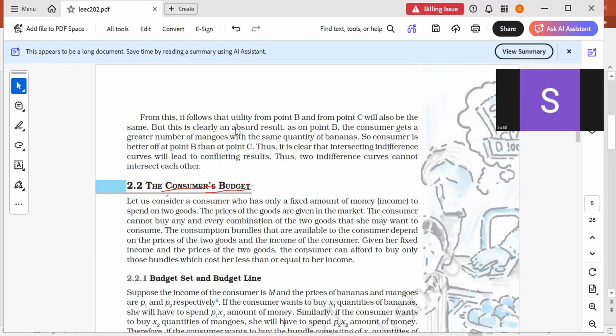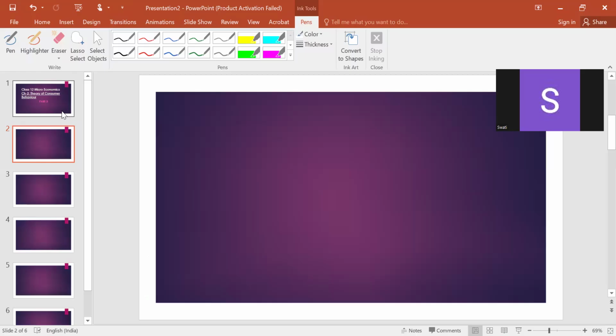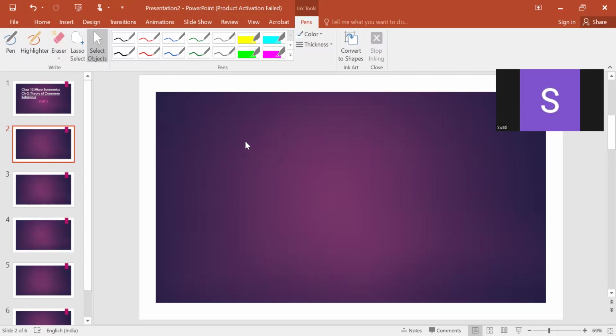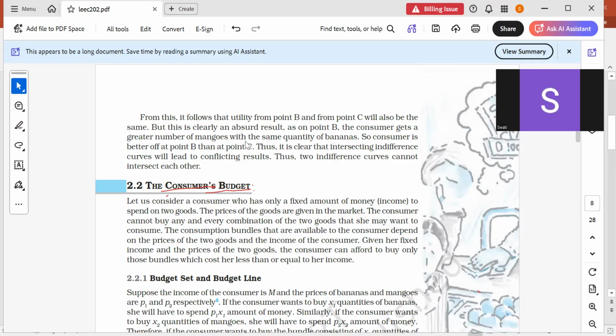Let us consider this chapter 3. Hope you are able to see my screen. Let us consider that a consumer has only a fixed amount of money to spend on two goods. Generally, we are assuming that a consumer has a fixed income that he or she can spend on two goods, because we have assumed two goods for the sake of simplicity.